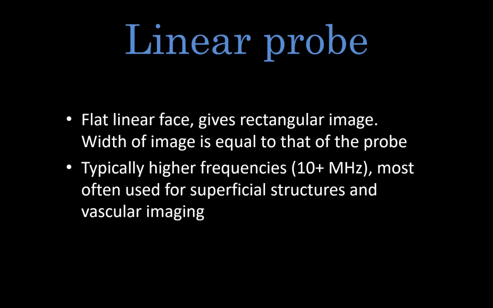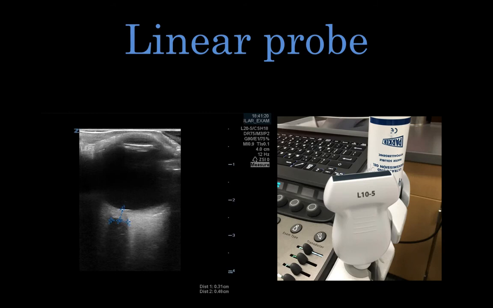The linear probes have a flat face, which gives you a square or rectangular image the same width as the transducer face. These high-frequency probes have excellent imaging at shallow depths and are used primarily for imaging superficial structures and vascular structures, as well as for procedures. In the picture on the right is a typical linear probe with its flat face, which would provide the square or rectangular image that you would see on the left.